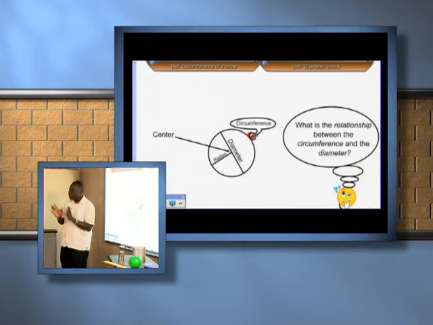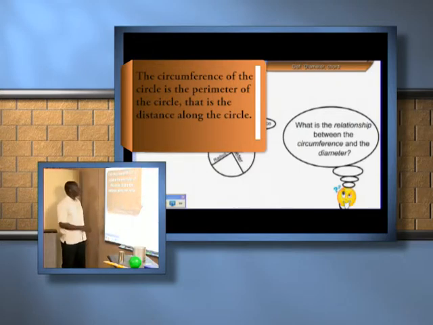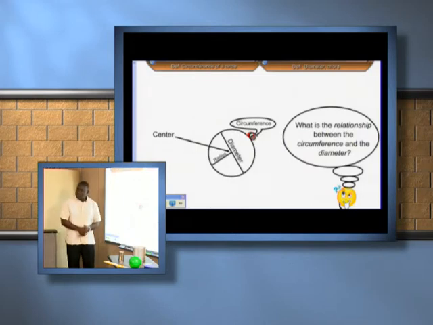Alright? So when we speak about the circumference of the circle, we're saying that the circumference of the circle is the perimeter. Let's get this good. The circumference of the circle is the perimeter of the circle, or the distance along the circle. So we're all correct. Good? The distance along the circle. Good. Then we can talk about the diameter, the radius.